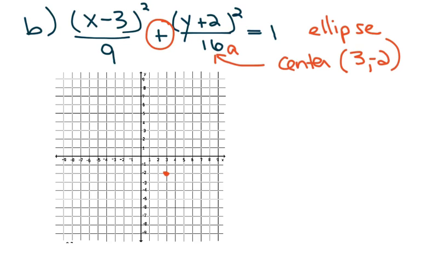And remember, this is actually your a squared. Well, what it's going to tell you is you're going to put a dot 4 units above center and a dot 4 units below center. This is your b squared, but it's telling you you're going to put a dot 3 units to the right of center and 3 units to the left. And there's my ellipse.